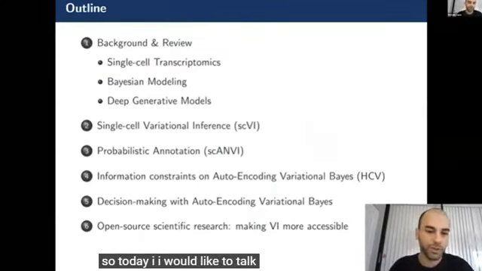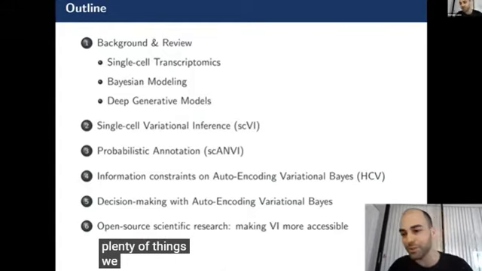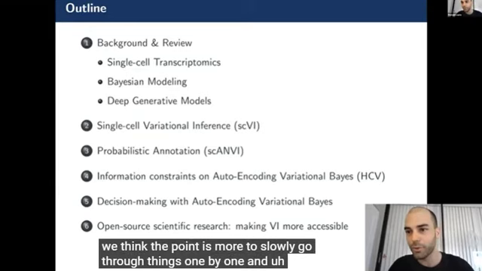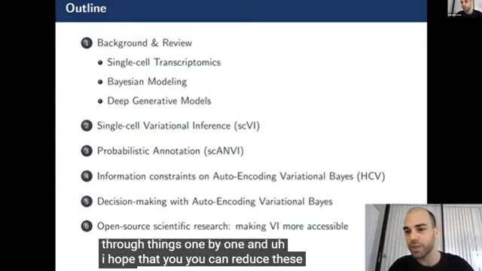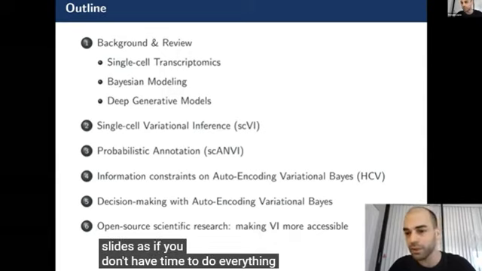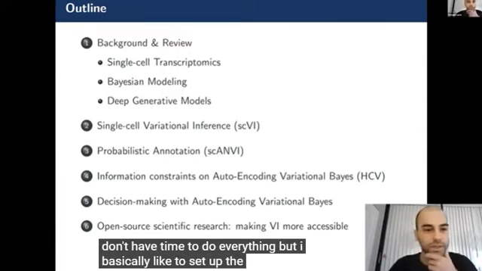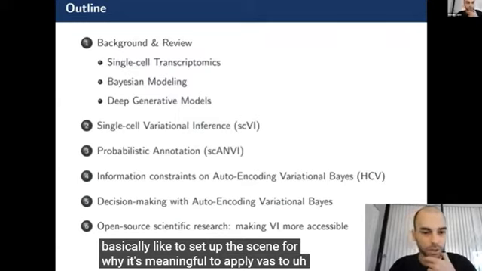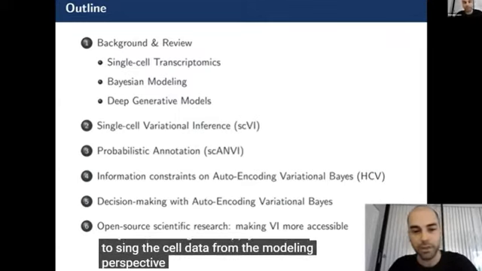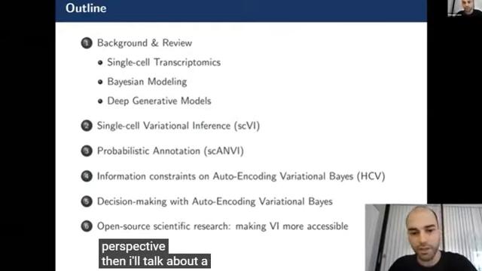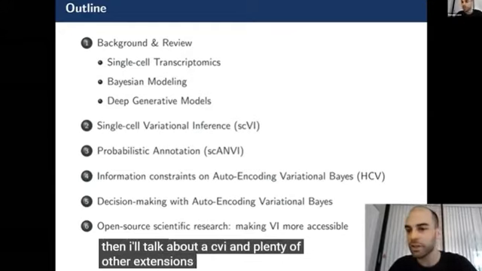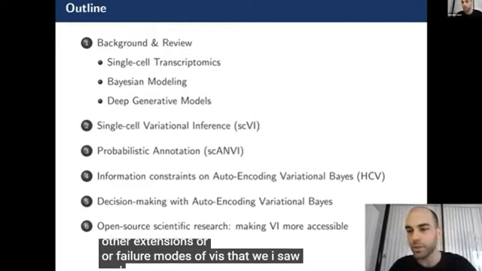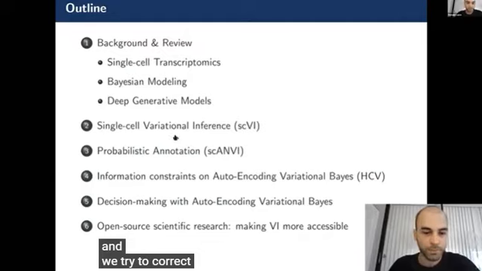Today I would like to talk about plenty of things. I think the point is more to slowly go through things one by one, and I hope that you can review these slides if you don't have time to do everything. But I'd basically like to set up the scene for why it's meaningful to apply VAEs to single cell data from the modeling perspective. Then I'll talk about scVI and plenty of other extensions or failure modes of VAEs that I saw and we try to correct.